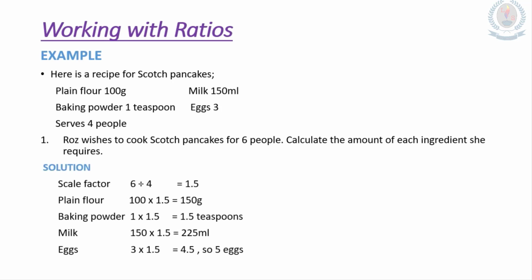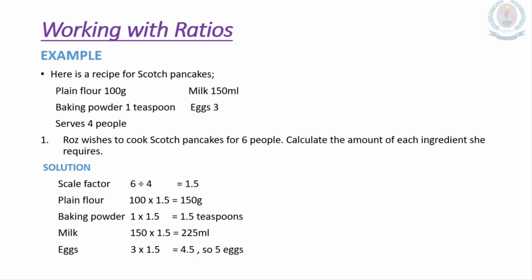Then some questions are there. Rose wishes to cook Scotch pancake for 6 people. Calculate the amount of each ingredient she requires. Here first of all you have to find the scale factor, because the question gave that recipe for 4 people. You have to find for 6 people. So first of all we have to find the scale factor. How can we find the scale factor?